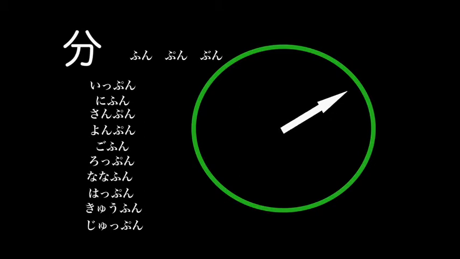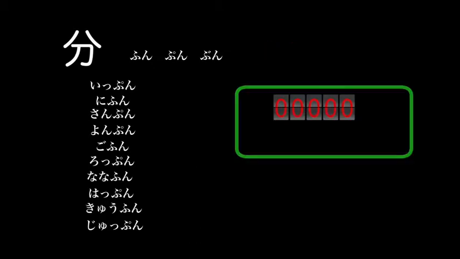Juppun. Practice those first 10 minutes, because after that we just have to add the 10 and the 20 in front of it to count our minutes. So let's have a little look at some example times with those first 10 minutes. Say, for example, we have 6:04. Rokuji yon pun. 4 minutes after 6.